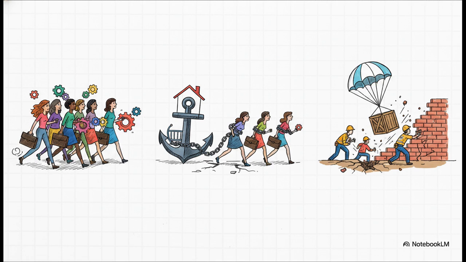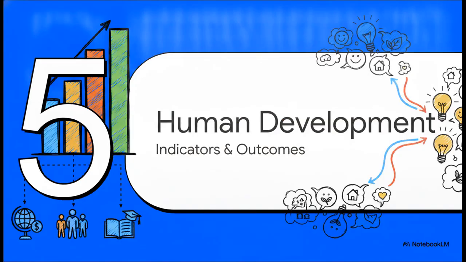Pakistan faces its own severe human capital hurdles too, which are compounded by political instability and an overdependence on foreign aid, slowing down their organic economic momentum. Which leads us to our final area, Section 5, Indicators of Human Development.